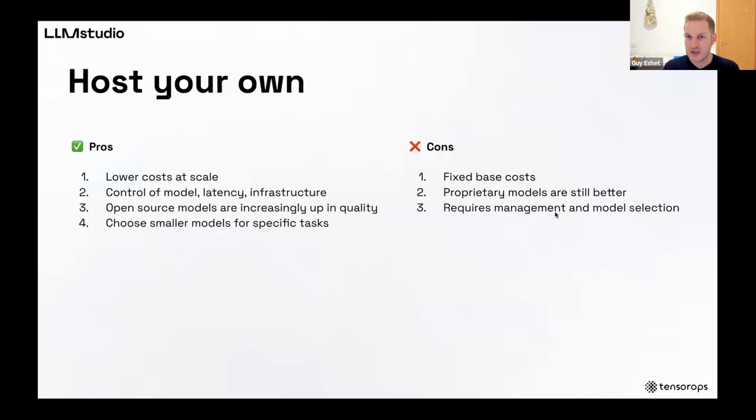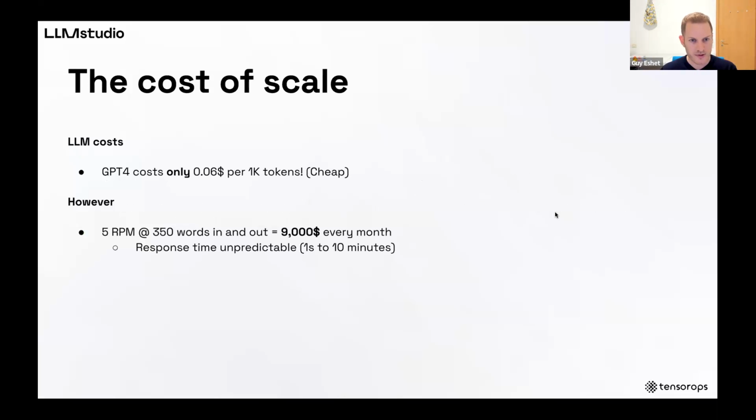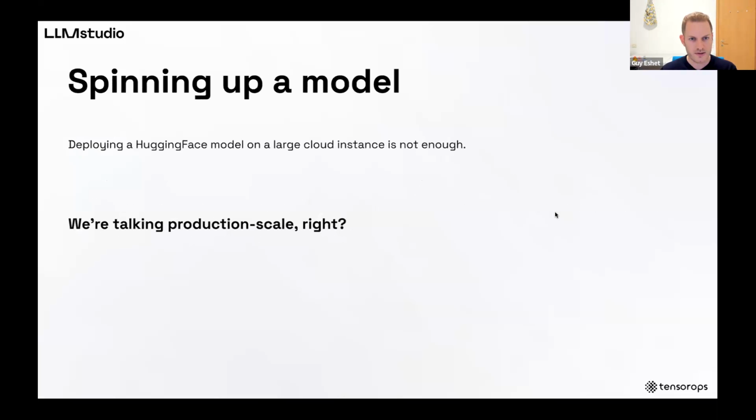You spin up servers, you spin up models, and there is a base cost. If you're not using the service, you will pay on a fixed basis. Second, some proprietary models are still better at very complex tasks, and you wouldn't get this with open source models. And third, it does require management, model selection, and more engineering effort from your side.